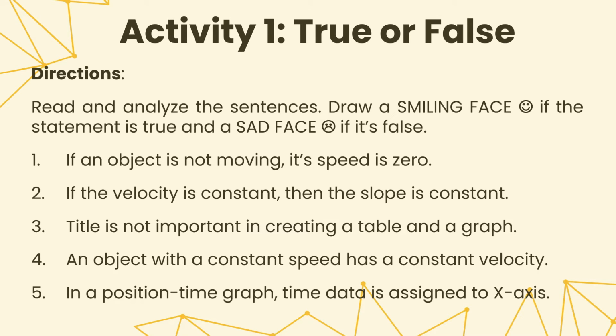2. If the velocity is constant, then the slope is constant. 3. Title is not important in creating a table and a graph. 4. An object with a constant speed has a constant velocity. 5. In a position time graph, time data is assigned to x-axis.